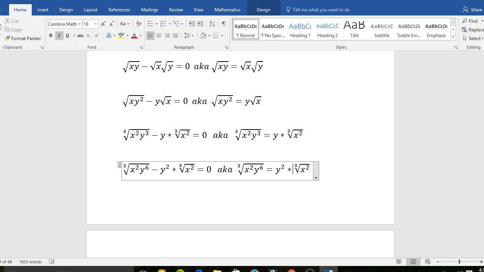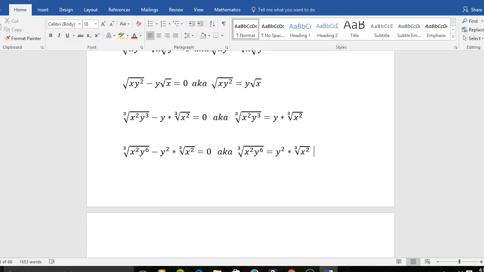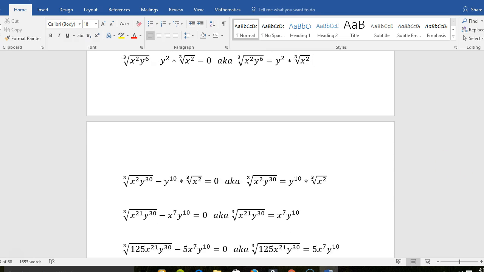It's just that 2 is too small. But anyway, sorry about that. It's my scroller being difficult. And again, in a similar fashion, if I do the cube root of x squared y to the 30th, let me go over here. We do 30 divided by 3 is 10, so it's y to the 10th times the cube root of x squared.